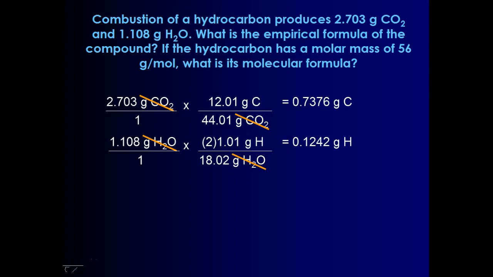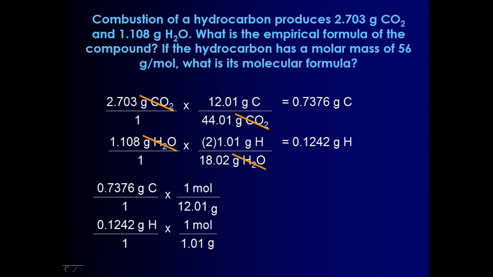At this point I have the grams of carbon and hydrogen, so I can convert to moles using molar mass, which is the next step in empirical formula. So I divide the carbon mass by 12.01, the hydrogen mass by 1.01, and when I do that division, I get 0.06142 moles of carbon and 0.1230 moles of hydrogen. Again, I'm not so worried about the sig figs because I'm trying to find the chemical formula that's being represented by these amounts, and so I just keep the same number of sig figs I had in the carbon and hydrogen originally.